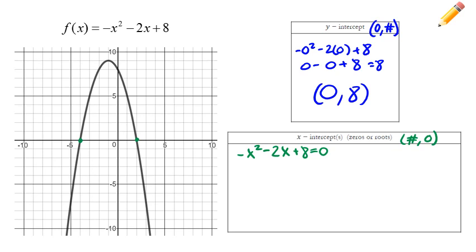First thing I'm going to do is I don't want a negative out front. So I'm actually going to divide everything by negative 1. That now creates x squared plus 2x minus 8 equals 0. Much easier for factoring. 1 times negative 8 is negative 8. Middle value is 2, which means I'm going to have a 4 and a 2, and the 2 is going to be negative. Check your work. 4 times negative 2 is negative 8. 4 minus 2 is 2. Those are my new middle terms.